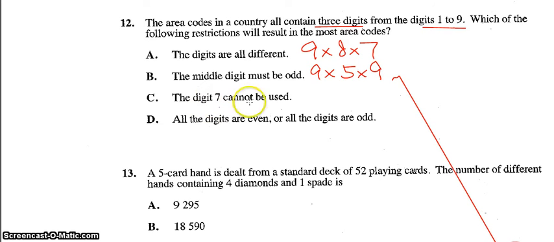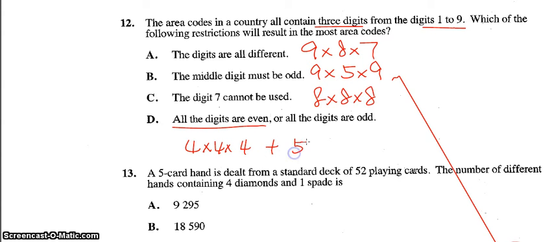All right. Digit 7 cannot be used, which means every number has only 8 choices. Finally, all digits are even, so there are 4 even digits: 2, 4, 6, 8. So all digits are even, or, which means you plus, all digits are odd, there are 5. Okay. So you just put it in a calculator, you find out which one is the largest.